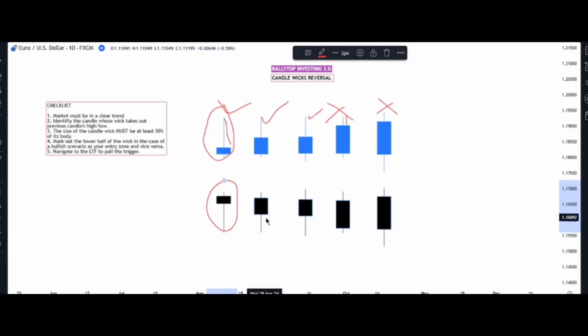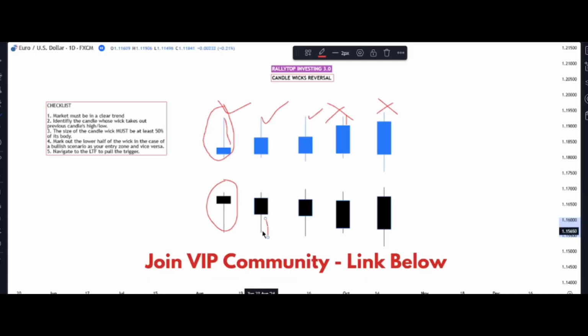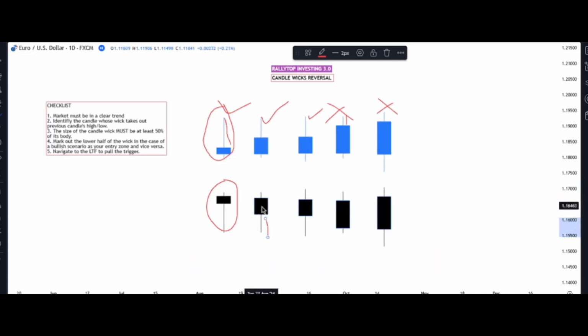The wick of this candle is more than 50% of the body, even though it has an upper tail. But the wick of this candle here is greater than the body. And so this is also right. Remember, this one was also right. Now, take a look at this third one. Even though it has a tail that is longer than this second candle, okay? But look at the lower wick. It is greater than the body. This is more than 50% of this body. So this is also allowed.